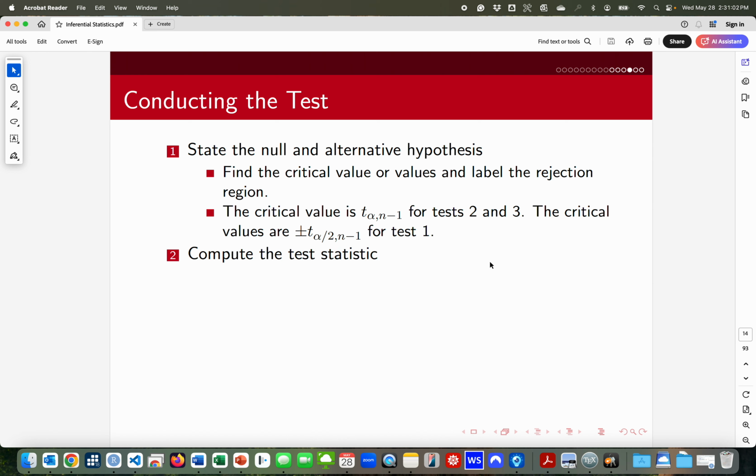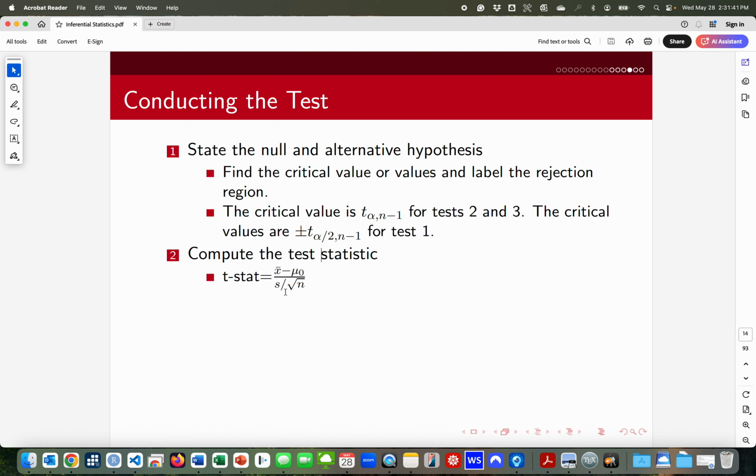Computing the test statistic. So this is the sample mean minus what they claim to be true divided by the standard error. So notice this s over square root of n, that's the same s over square root of n that we used in the hypothesis test. So this test statistic is going to tell us how far away the sample mean is in standard errors from what they claim to be true. So if you get a t-stat of 0, that means the sample mean is exactly equal to what they claimed to be true.